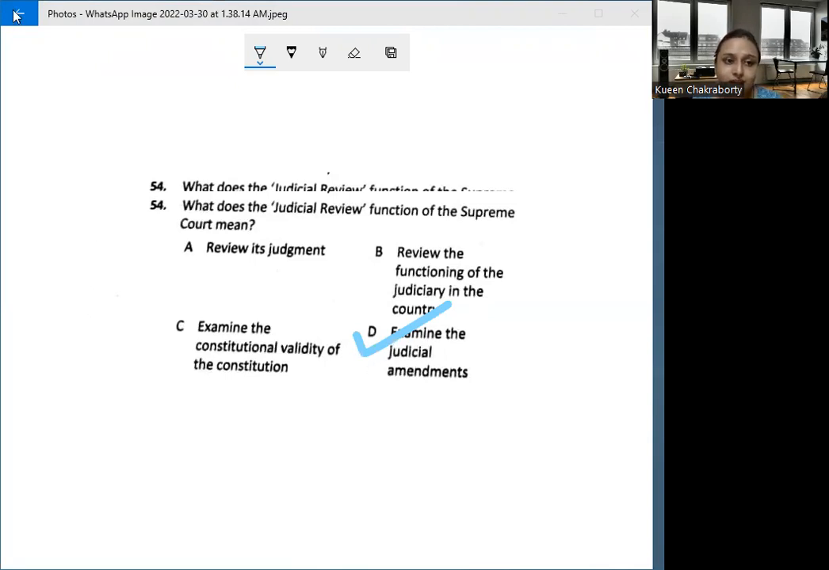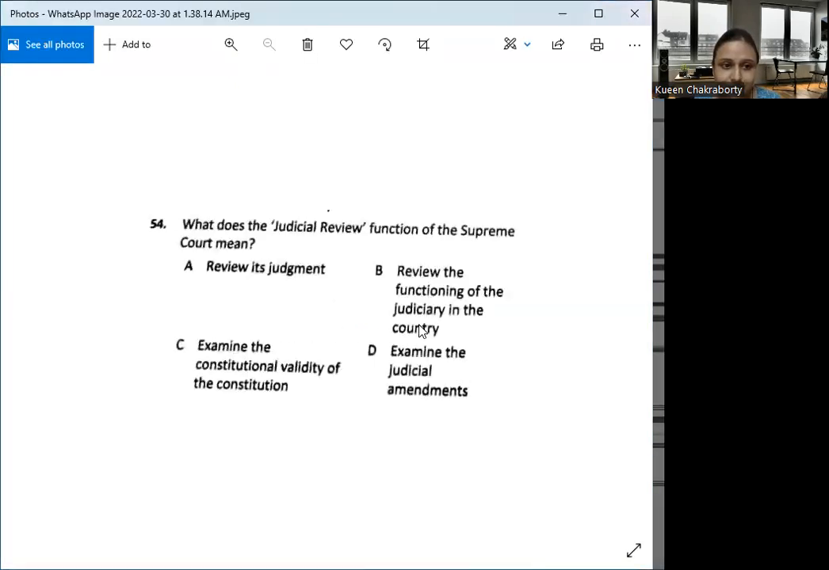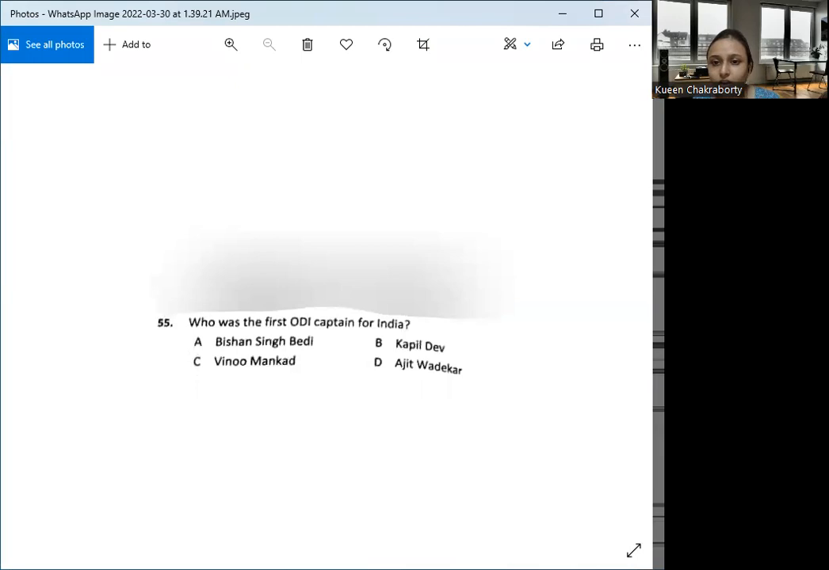Now, moving on to the next question, that's question number 55. Who was the first ODI captain of India? Vishal Singh Bedi, Kapil Dev, Vinoo Mankad, Ajit Wadekar. All of us who are cricket fans will definitely know this answer. The first ODI captain for India was Mr. Ajit Wadekar. India had played her first ODI in the year 1974 under the captaincy of Ajit Wadekar. So option D is the correct answer.